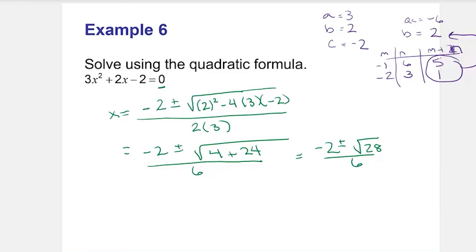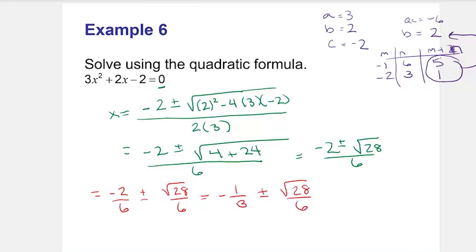Okay, now we have to simplify that square root of 28, because really what we have is two solutions right now. We have -2 over 6. I can just separate that into two fractions, plus or minus the square root of 28 over 6. And we really need to simplify. So it's pretty easy to simplify -2/6, hopefully, is -1/3. But we still have plus or minus the square root of 28 over 6.